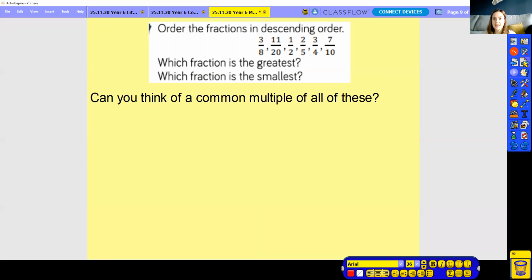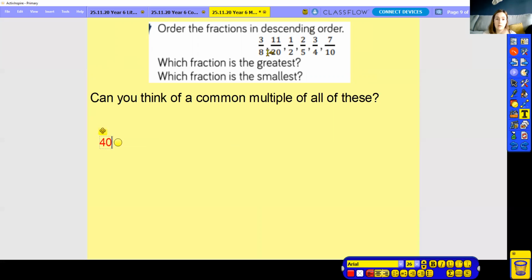Okay, I'm going to tell you now. So a common multiple of all of them would be 40, because 40 is in the 8 times table. It's in the 20 times table, so if you double that fraction, you can get into 40. It's in the 2 times table, it's in the 5 times table, 4, and it's in tens. So we're going to make them all into 40ths. So the first thing we have to do is make them all into 40ths.